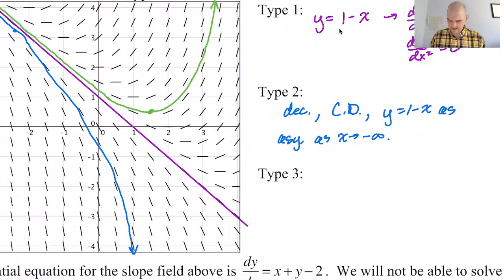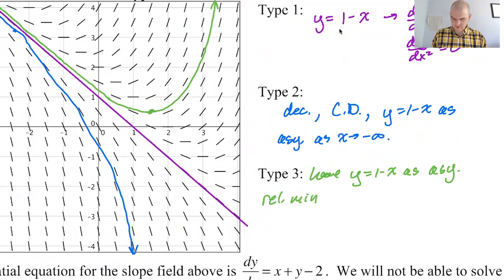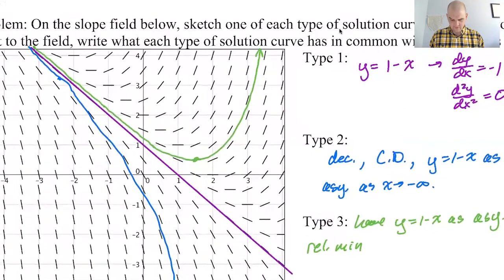Well, they definitely have y equals 1 minus x as a slant asymptote. So that's good. I think they will all have a relative minimum. It's actually the absolute minimum. It's more annoying to show it's an absolute minimum than to show that it's a relative minimum. They all have a relative minimum. And then where does that relative minimum fall?